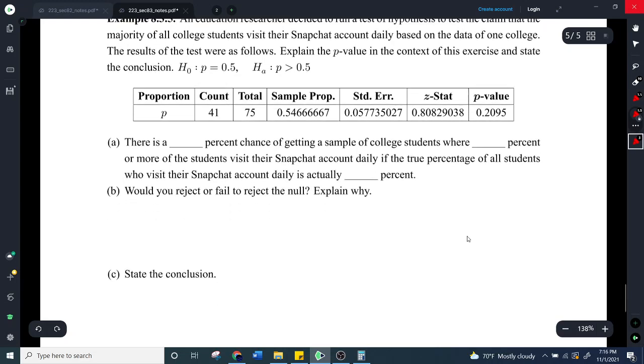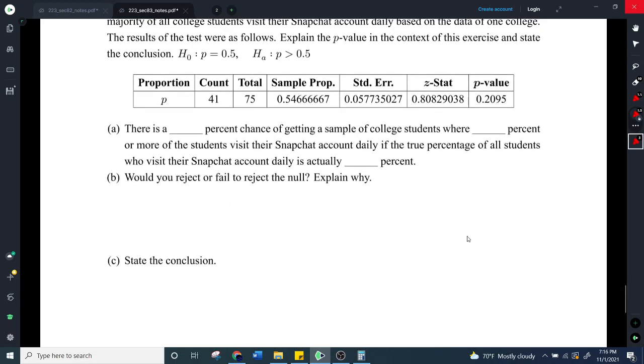So what would you say about that p-value? Well, that p-value is pretty high. That p-value is almost 21%. So conclusion, we could say there is a 21% chance of getting a sample of college students where 50% or more of the students visit their Snapchat account daily. No, I'm sorry, wait a minute. That's the wrong number. Hang on one second. Let me fix that.